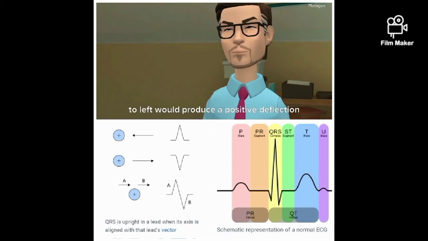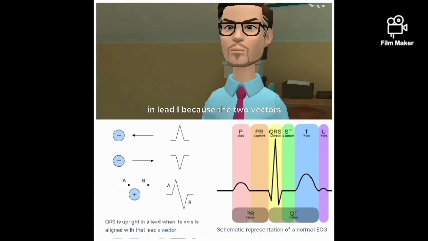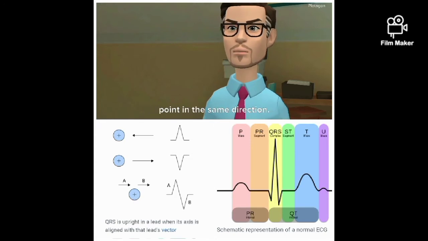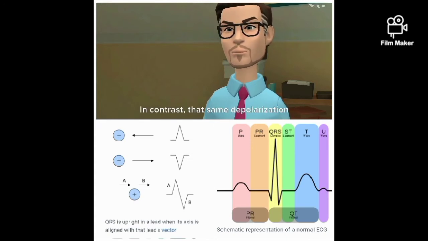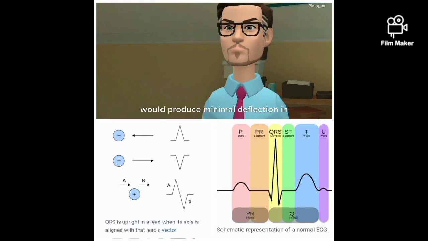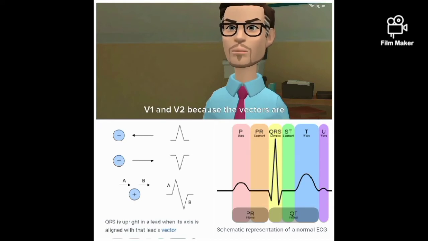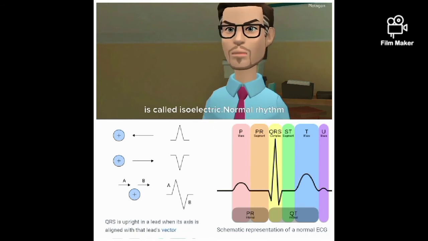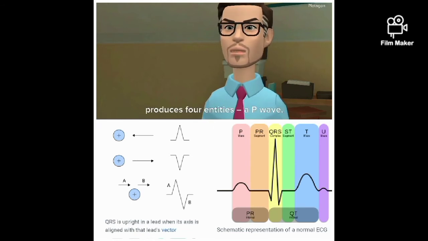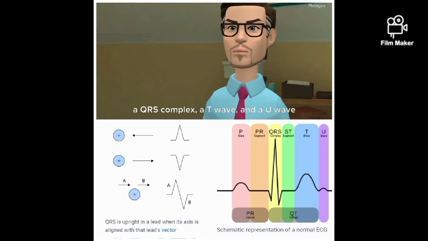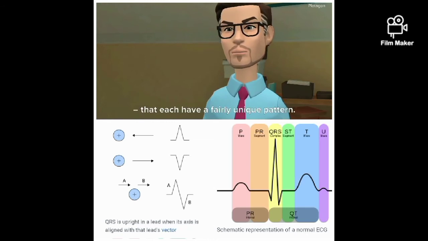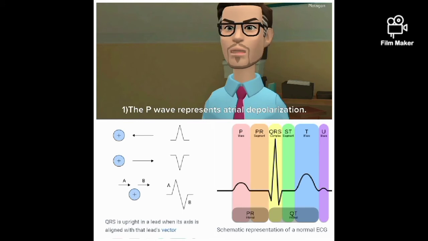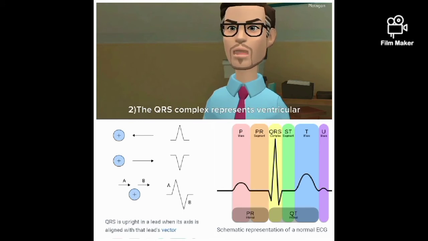For example, depolarizing from right to left would produce a positive deflection in lead I because the two vectors point in the same direction. In contrast, that same depolarization would produce minimal deflection in V1 and V2 because the vectors are perpendicular, and this phenomenon is called isoelectric. Normal rhythm produces four entities, a P wave, a QRS complex, a T wave, and a U wave, that each have a fairly unique pattern. 1. The P wave represents atrial depolarization.